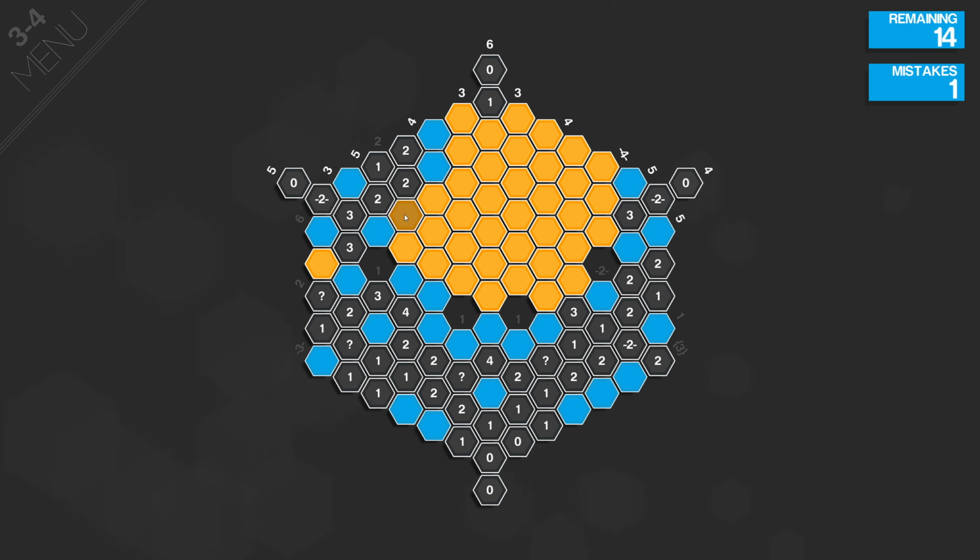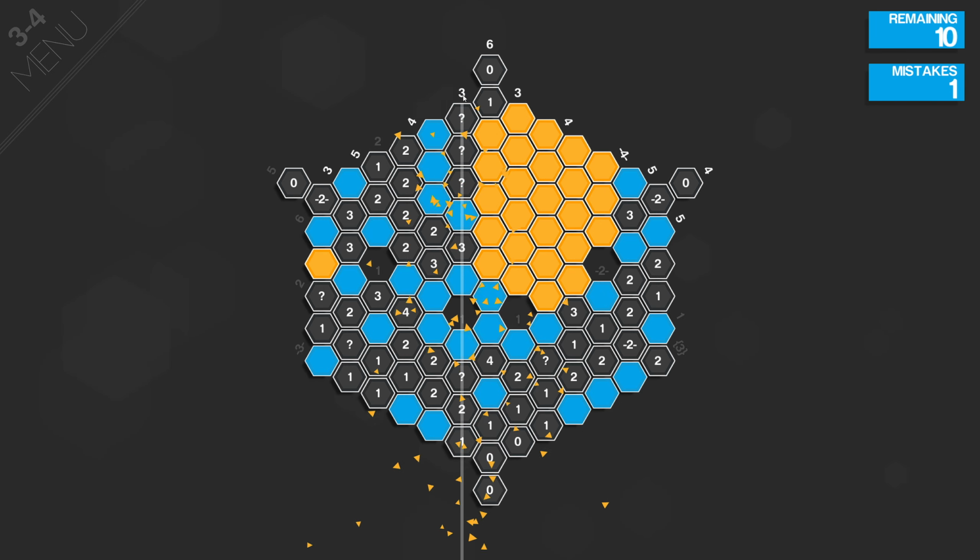This 2 touches 2. That 2 touches 2. This 2 has 2 friends already. That 2 has 2 friends already. 1, 2, 3, 4th and 5th. This 3 touches 1, 2, 3. We can get rid of that. This 2 only touches 2. Gets a friend. This 3 now has 3 vertically, so we can eliminate all of those.